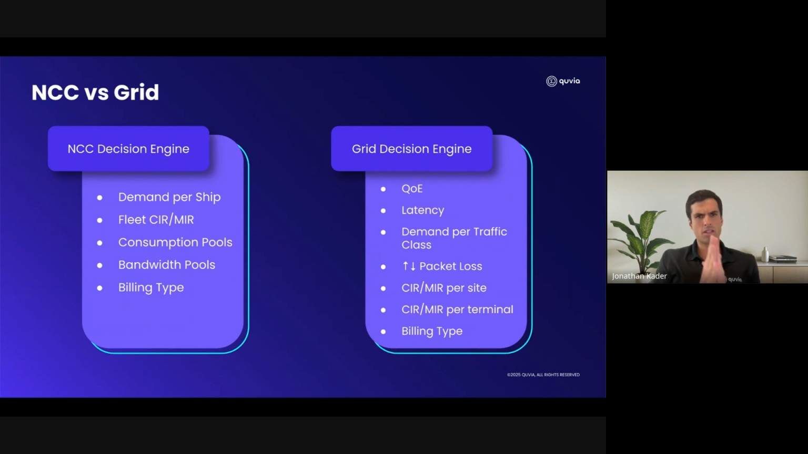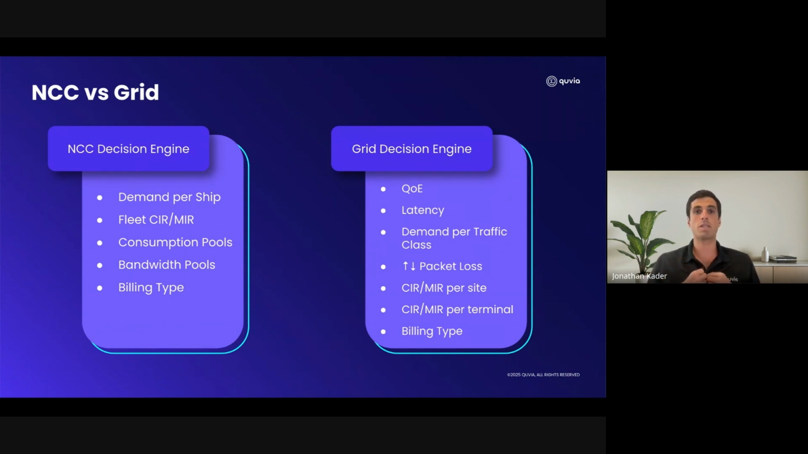So I'll dive a little bit deeper here into how NCC and Grid work together. I mentioned this a bit on the last slide, but at its core, both of these products are meant to optimize the quality of experience. I'll start on the right-hand side with Grid. On the local side, on the ship side or on the energy rig, wherever we are deploying Grid, we have a view into the demand, and more specifically, the demand by traffic class.